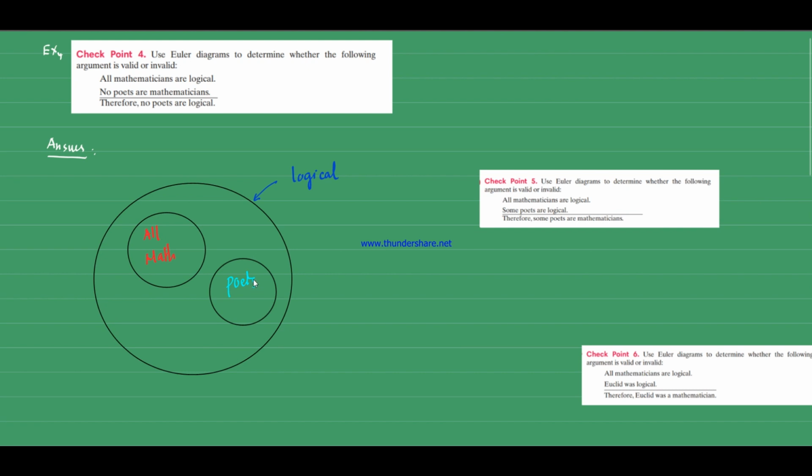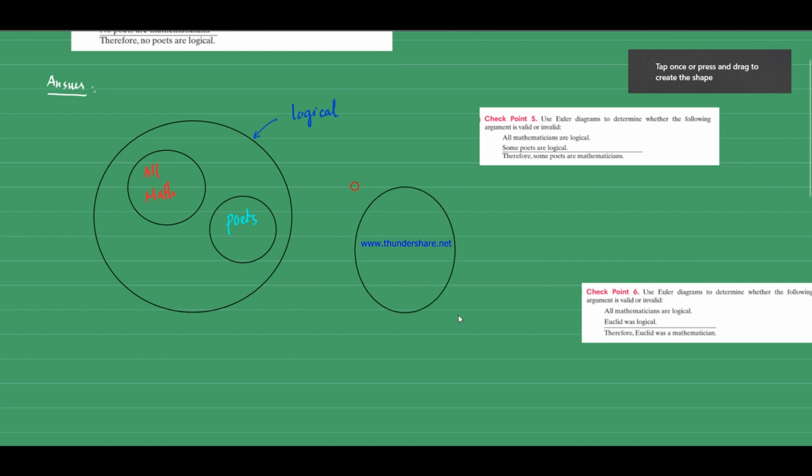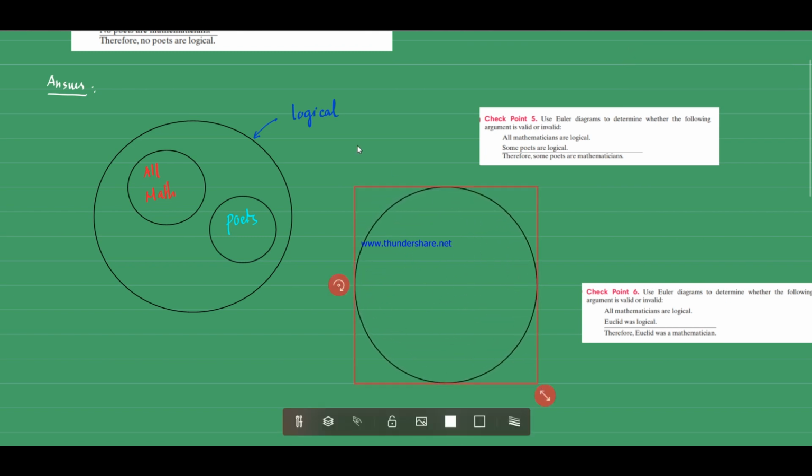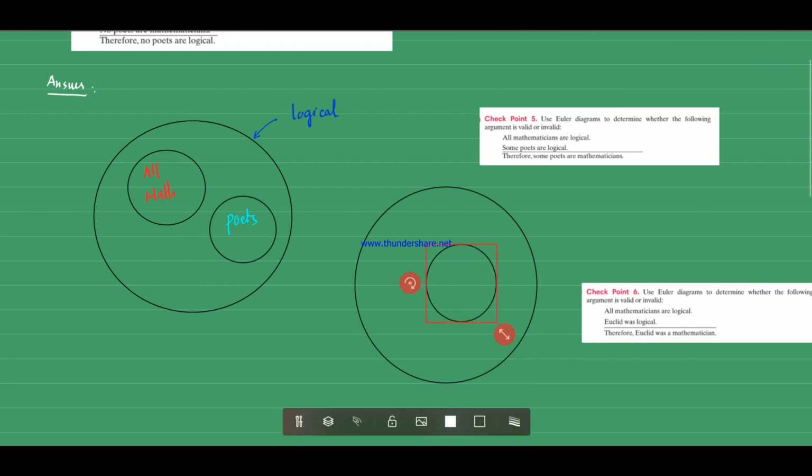Because over here you see that the poets over here are logical, but they say no poet are logical. So you see that I can draw a picture that contradicts. I can draw an Euler diagram that contradicts the conclusion, right? Well, I can draw another diagram over here. Look at this. I can draw another diagram over here, and another one right here, and another one.